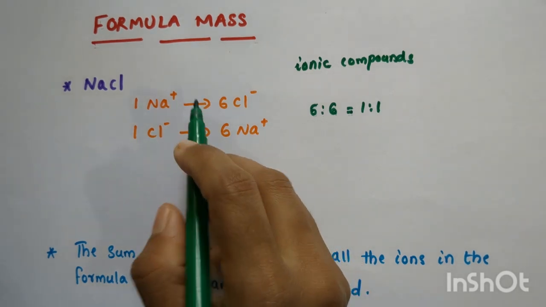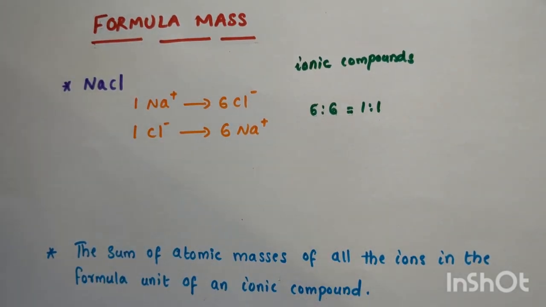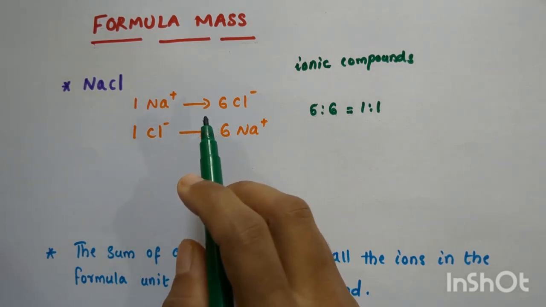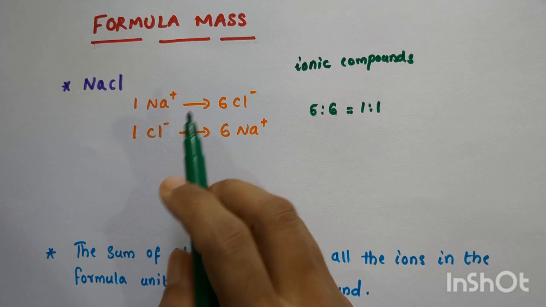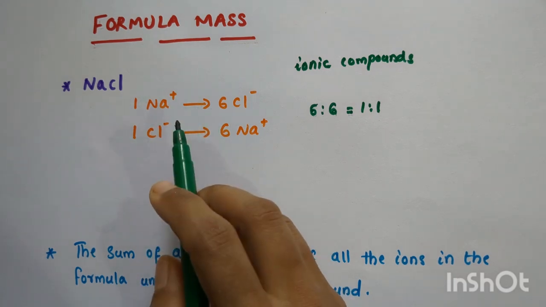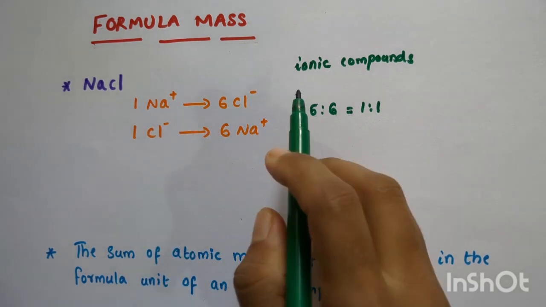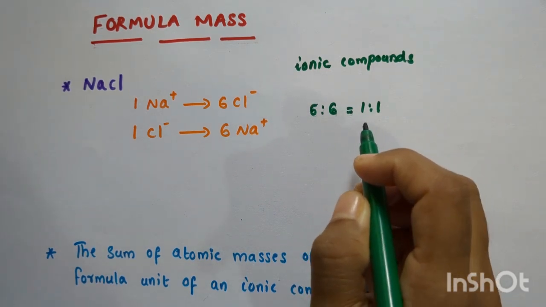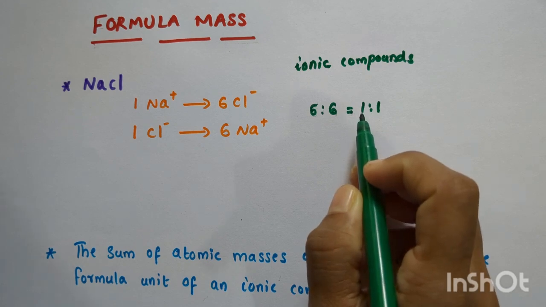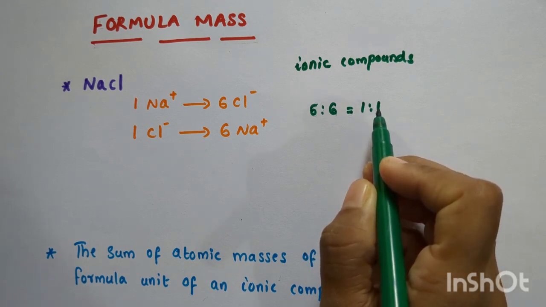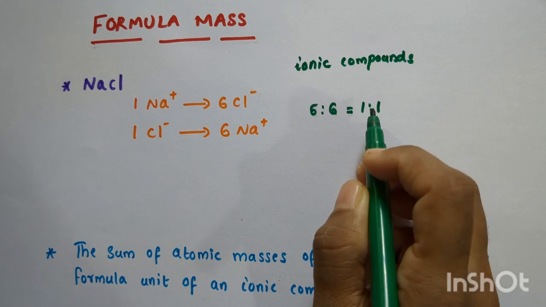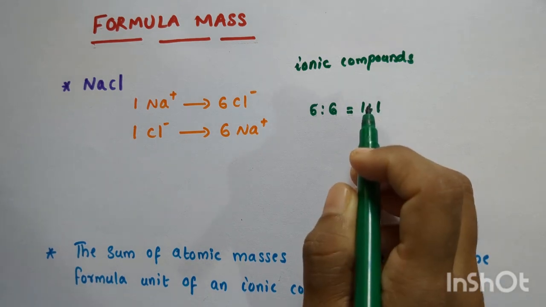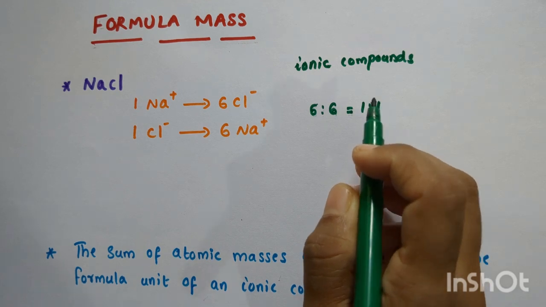That is, when we consider sodium chloride, it is not just like it has only one sodium or one chlorine. There will be so many sodium and so many chlorine. But see the ratio, it is 1:1. So, we just want to add the atomic mass of one sodium atom with the atomic mass of one chlorine to get the formula mass of sodium chloride. That is, we get the formula mass from the formula.